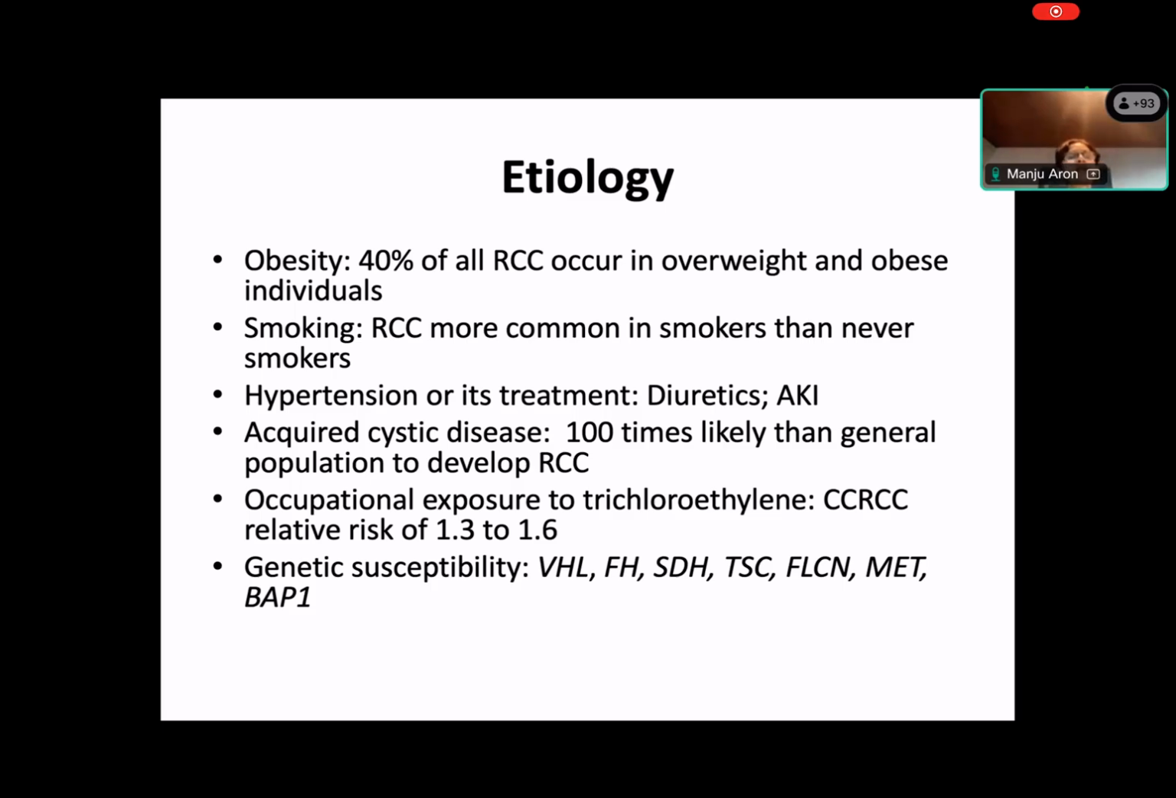You all are probably familiar with the fact that acquired cystic disease increases the risk for the development of cancers. They're 100 times more likely than the general population to develop RCC. So that's a very strong correlation there. And then occupational exposure to certain substances like trichloroethylene has been associated with higher risk for KSLRCC. And of course, there are a host of different mutations and genetic susceptibilities to these various genes that are listed here, which are associated with the development of renal cell carcinomas.